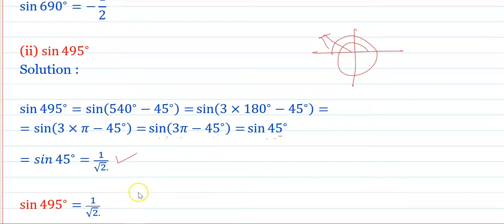Overall, हे काय? की हा सर्व कुठे? The second quadrant मध्ये आहे. And hence, sine of 45 is equal to 1 upon root 2.